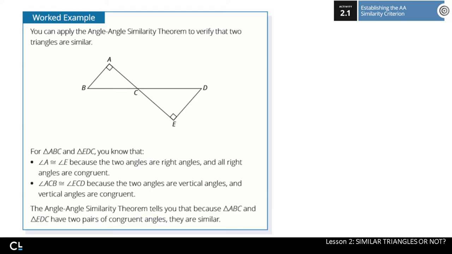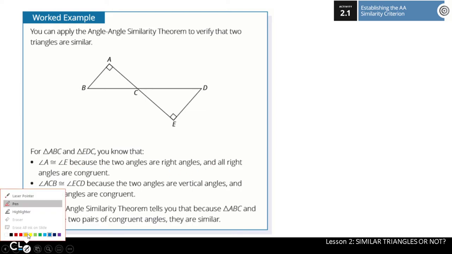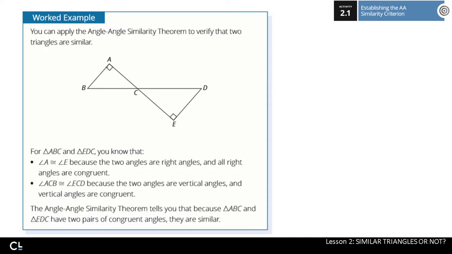In this example right here, we have these two triangles, ABC and CDE, right? And we want to know, hey, are these triangles similar? Well, first up, our first bullet point says A and E are congruent because they're two right angles and all right angles are congruent. So let me mark those off in one color. So these are congruent. Those are right angles. That's something we all know.